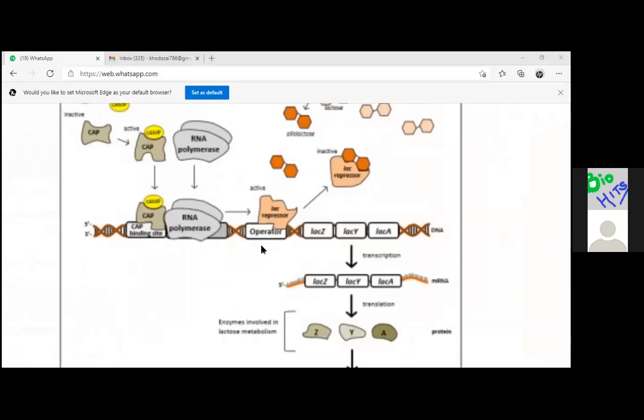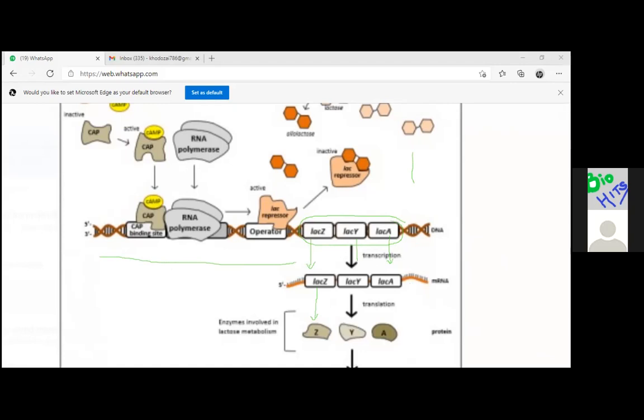Now, if you look at this picture, one or two things you must remember. Once we are talking in terms of operon, for example, these are the 3 genes which are responsible for the breakdown of lactose. This will make one messenger RNA, this will make one messenger RNA, this will make one messenger RNA. This will make one enzyme, this will make a second enzyme, this will make a third enzyme. And all these 3 enzymes are required to break down lactose. Do you understand this part?